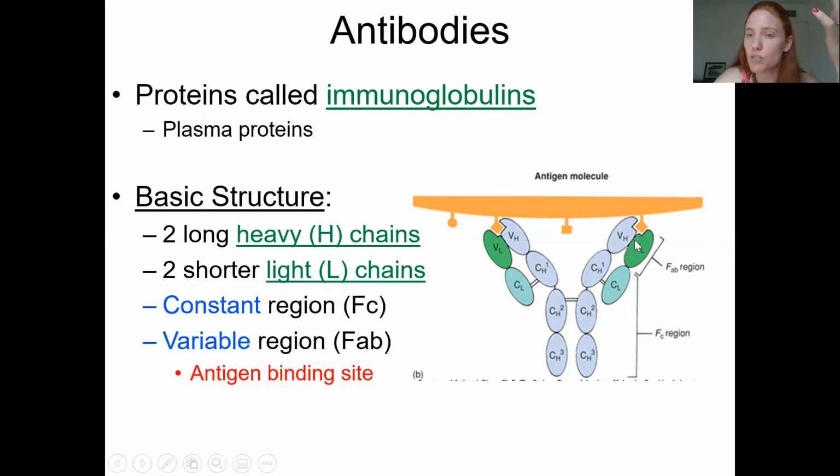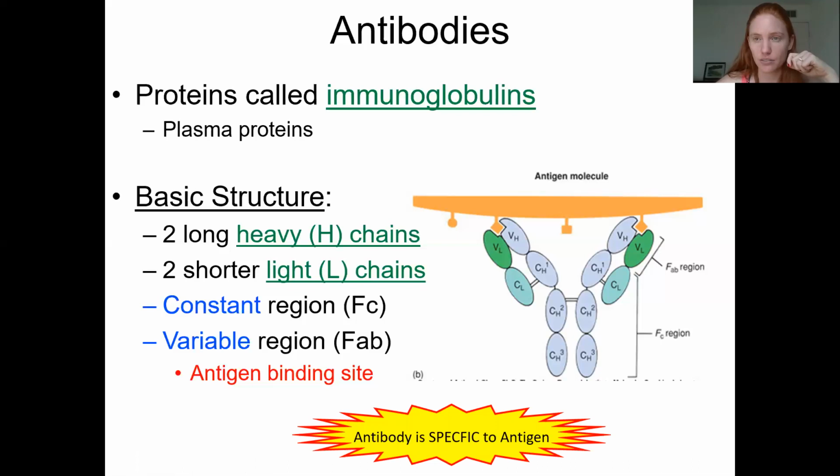So in order for it to be specific, it has to have a very specific 3D shape that corresponds to the very specific 3D shape of that antigen that it's able to bind to. And so every single antibody that is created by each of those B cells, each B cell creates one specific antibody, and each antibody is going to be different from each other because they all have a different variable region that binds to a different antigen. Okay, so the variable region allows the antibodies to be specific to the antigen that they bind to.